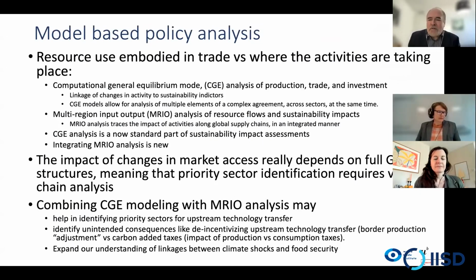I'm not going to go through technical details on what a CGE model is, but in broad conceptual terms, what it is and how we use it. And we are actually integrating it now with a second set of tools, so I'll talk briefly about both of those.